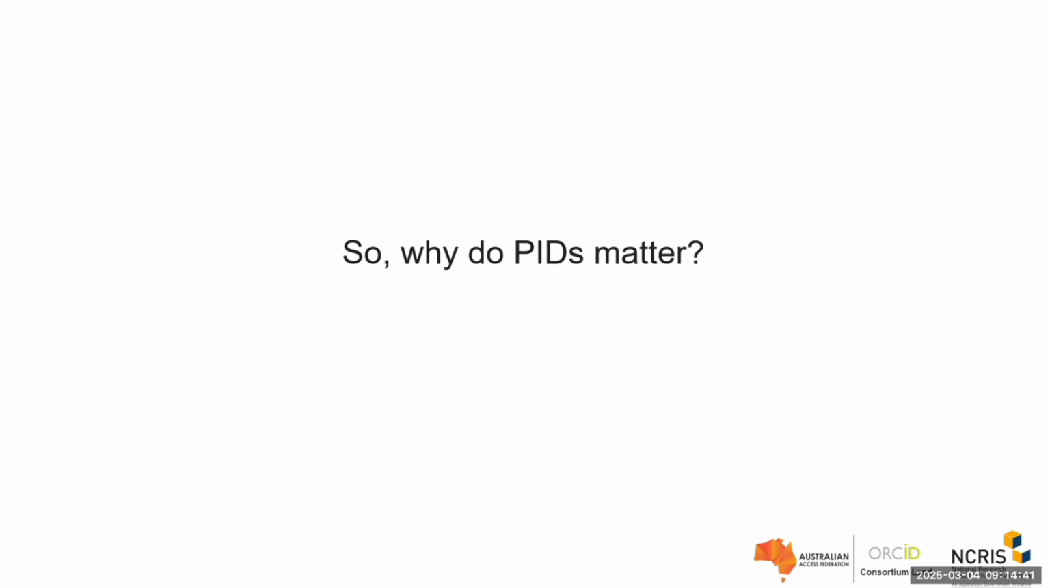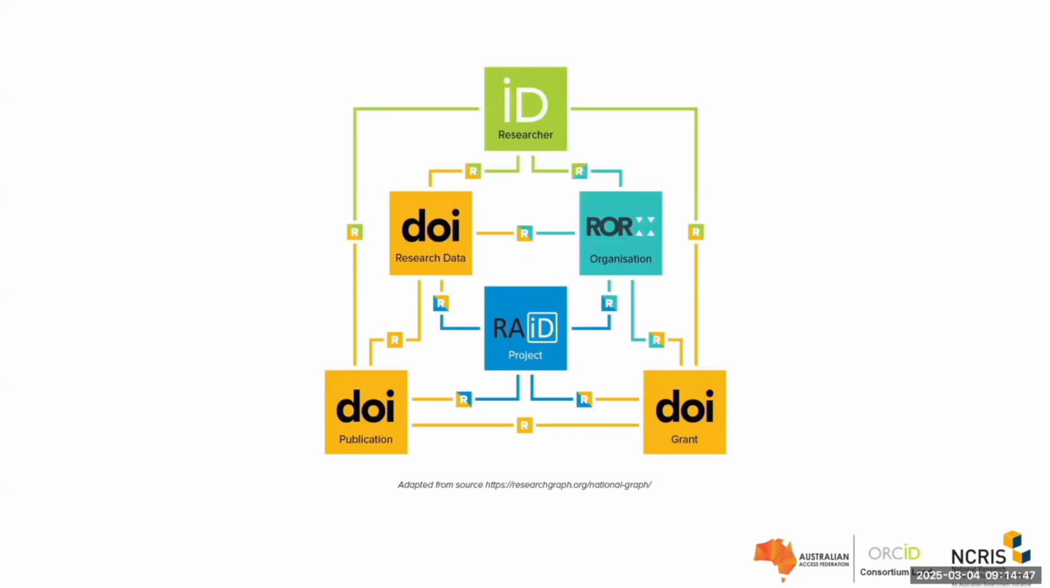So, now that we have seen different types of PIDs, why do PIDs matter? As I mentioned before, PIDs are an essential part of the research ecosystem. They show qualified connections and linkages. In this picture, this is a research graph. You can see how different PIDs are linked or connected to each other.